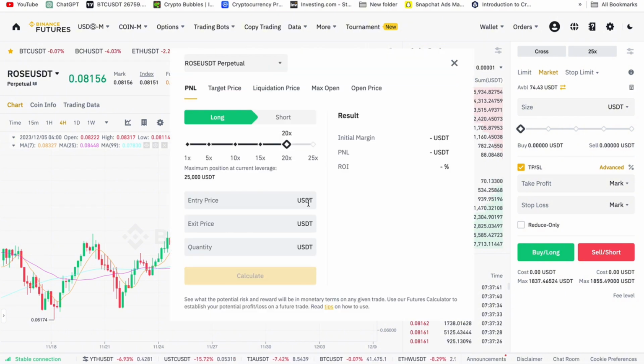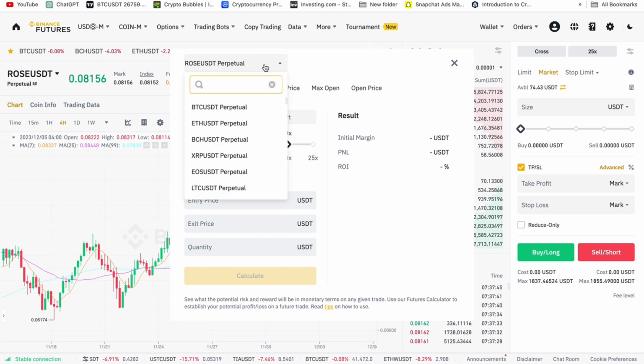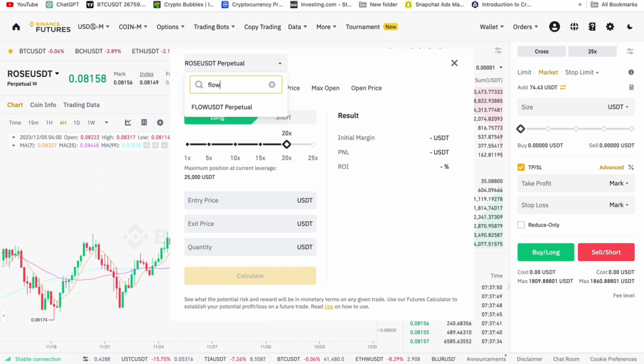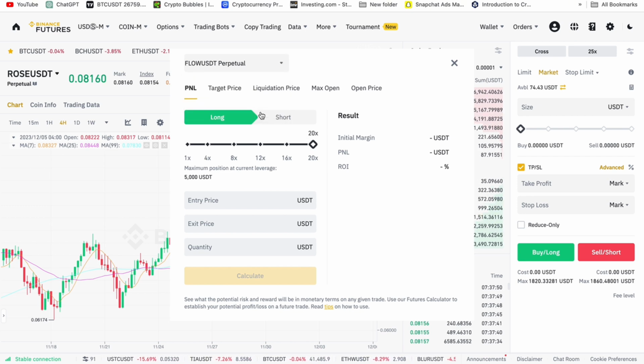So we click on the calculator here. Then we search for FLOW. Just search for FLOW here. We have FLOW at this particular place. Then we select FLOW. After selecting FLOW, we have a target price, liquidation price, and open max. So we just leave it at PNL. We are going to enter our entry price here.